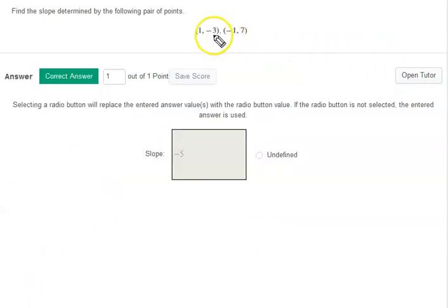Now here they're asking us to find the slope. Well, the formula for slope is m equals y sub 2 minus y sub 1 over x sub 2 minus x sub 1.